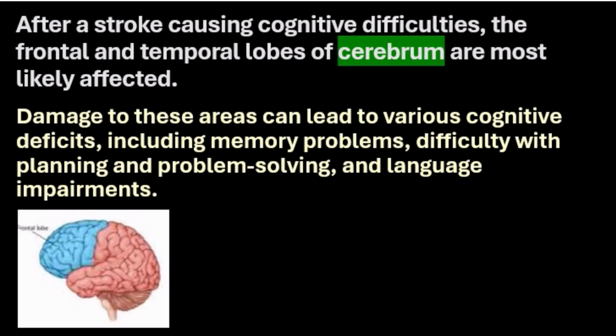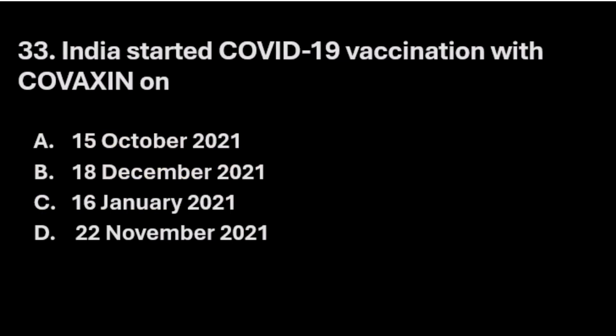After stroke causing cognitive difficulties, the frontal and temporal lobe of the cerebrum are most likely affected. So damage to these areas can lead to various cognitive deficits including memory problems, difficulty with planning and problem solving, and language impairments. You can see the diagram. So cerebrum is the part affected in cognitive impairment.